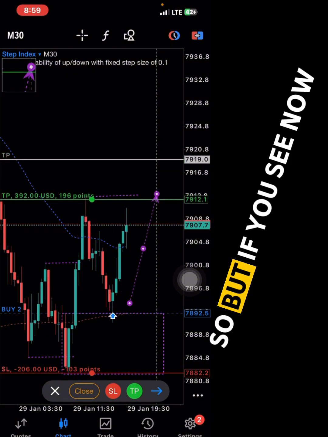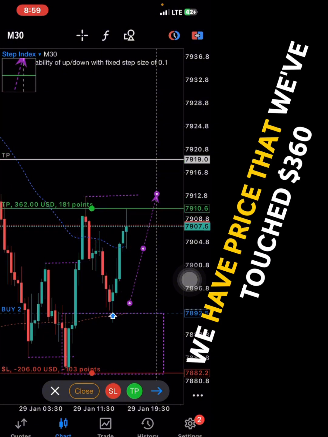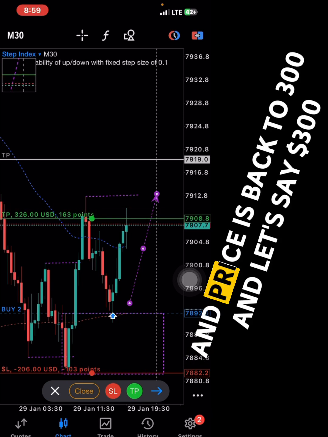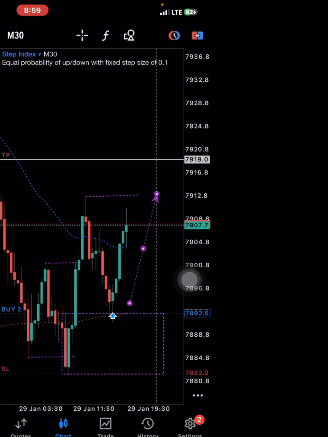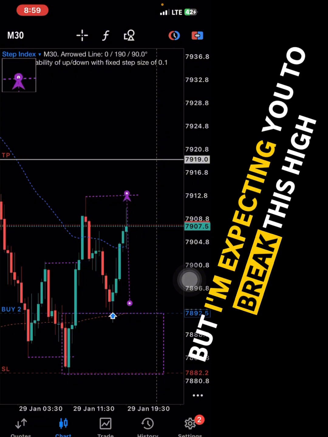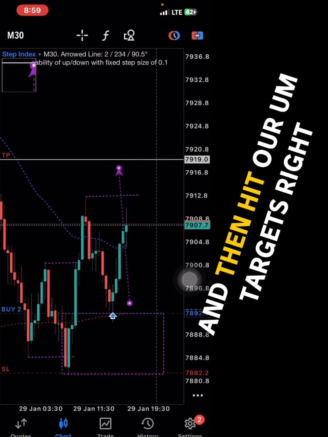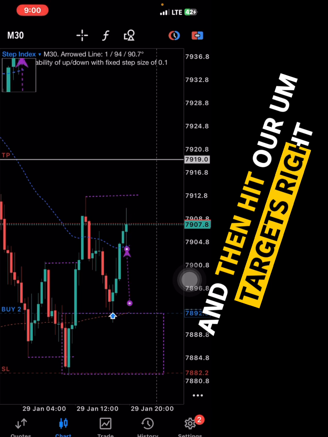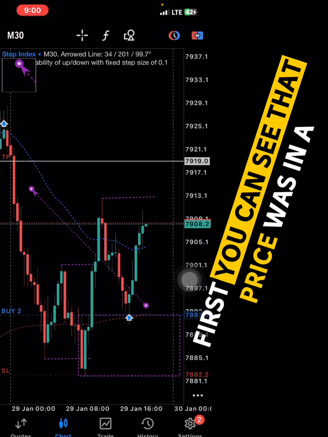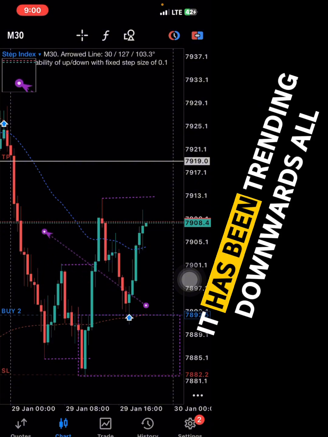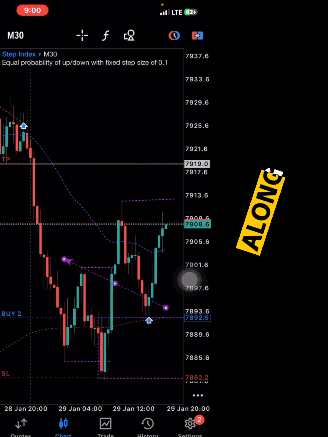But if you see now, price has touched $360 and is back to around $300. But I'm expecting it to break this high and then hit our targets. Right? So what did I see before taking this trade? First, you can see that price was in a downtrend. It has been trending downwards all along.